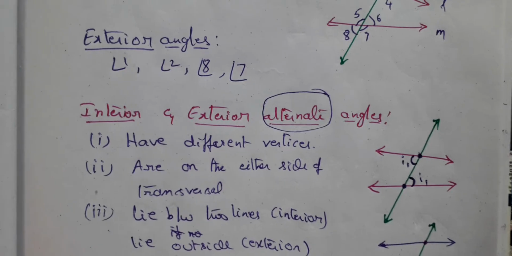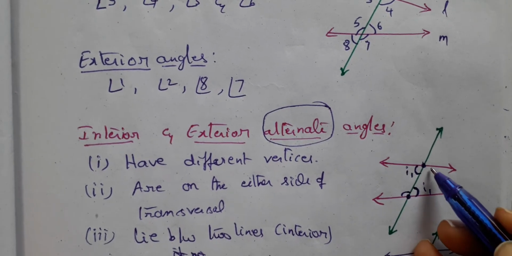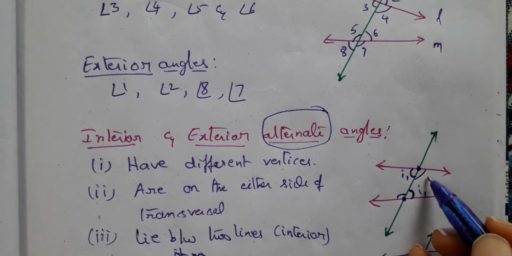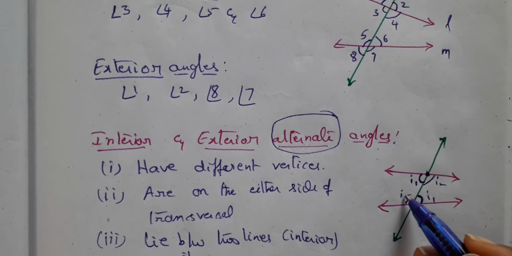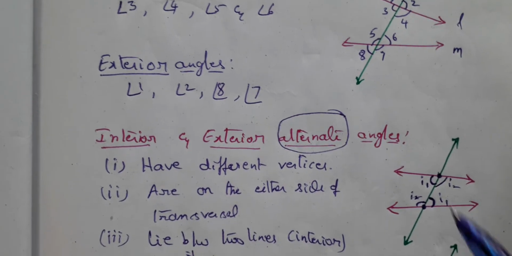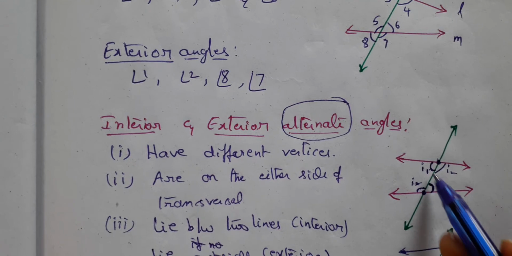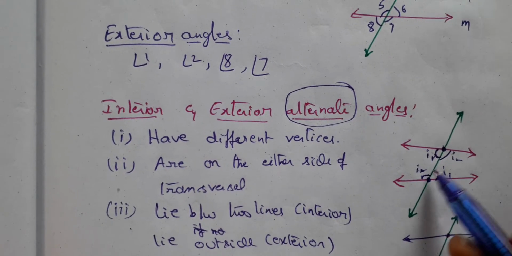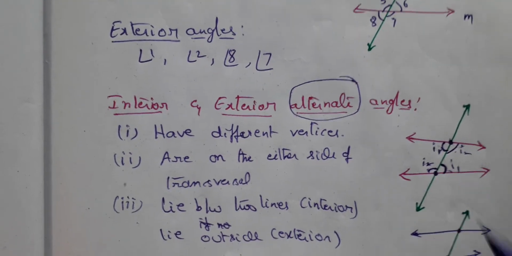I1 is one pair. And what is the other pair? Suppose if I take this one, this is going to be the alternate interior. So I'll write it as I2, I2. So we have two pairs here: I1, I1, I2, I2. Now these are the interior angles. Alternate interior angles. This forms a pair. I1, I1 forms a pair. I2, I2 forms a pair of alternate interior angles.